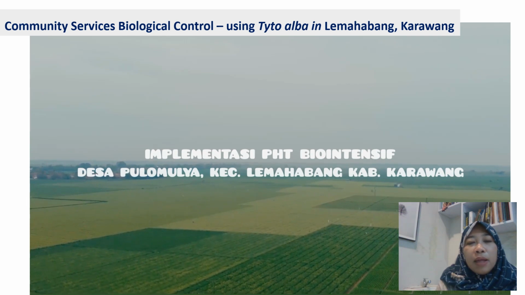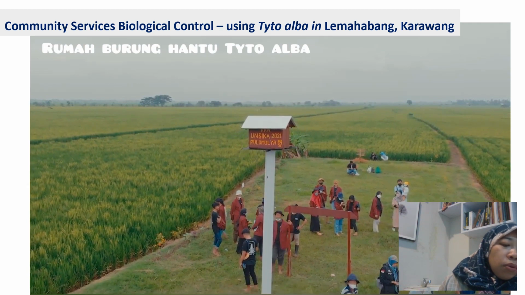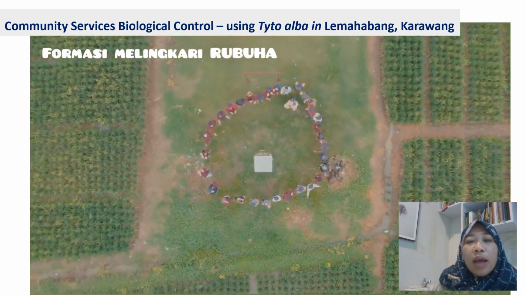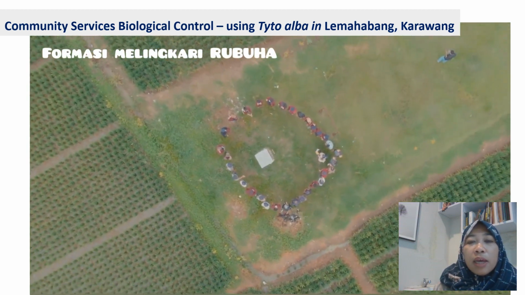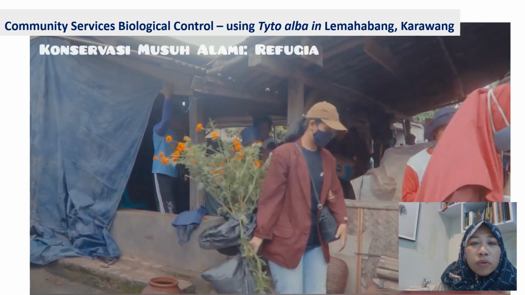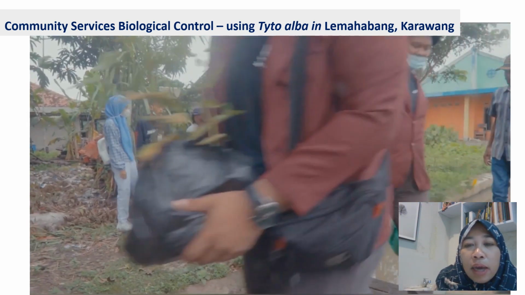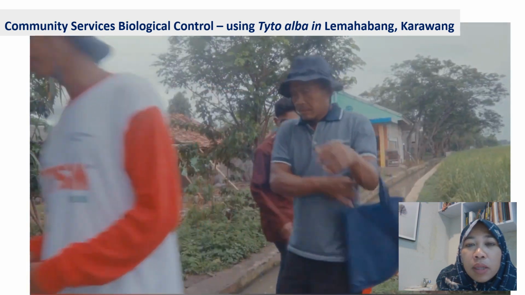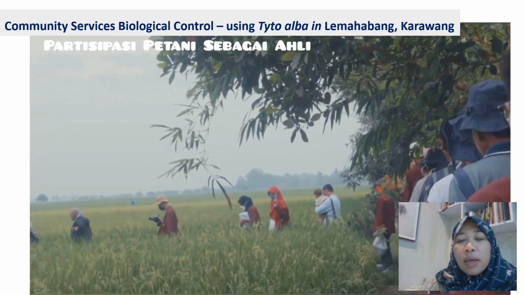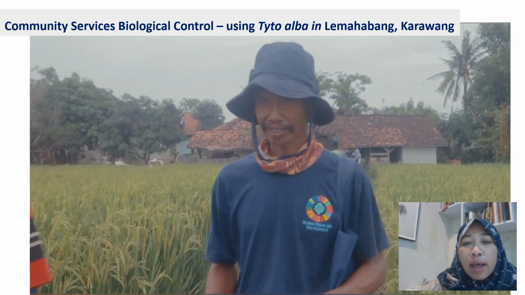The Tito alba come by themselves. I didn't buy Tito alba at all. No, they come by themselves because in that area, many farmers say a lot of Tito alba can be found in a tree, in a house, and etc. They can find Tito alba by their sound, and they come to the rubuha or pagupon or artificial nest by themselves.